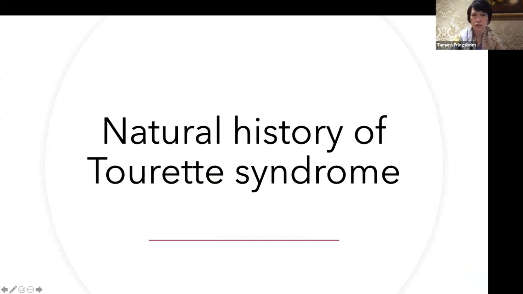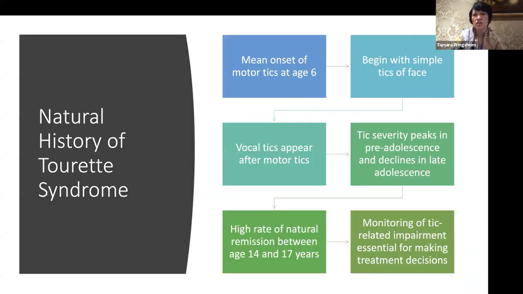So what is the natural history of Tourette syndrome? Tics usually start around the age of 6 and begin with tics affecting the face. The vocal tics typically appear after the onset of the motor tics. Tic severity reaches a peak between the ages of 10 and 12, and then tends to decline in late adolescence. So there is a high rate of natural improvement between the ages of 14 and 17 years. And it is essential to monitor related impairment in order to guide clinical decision-making.